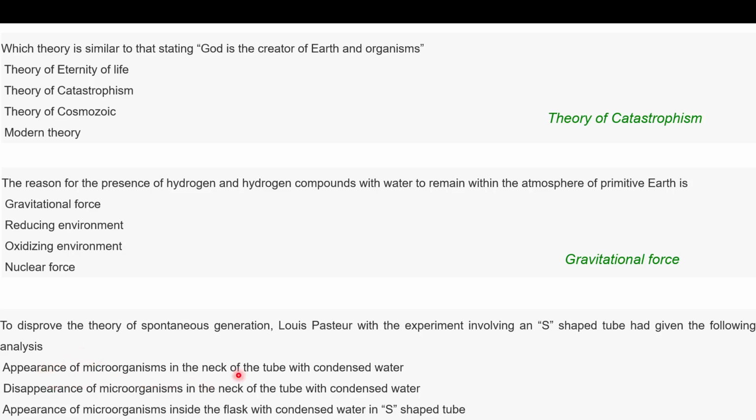Appearance of microbes in the neck of the tube with condensed water. Disappearance of microbes in the neck of the tube with condensed water. Water definitely not, because the neck was actually exposed to the air, so it wasn't really very sterile. And appearance of microbes inside the flask with condensed water in S-shaped tube? No, because the S-shaped tube, the sterile broth inside was actually not within the reach of the microbes as such.